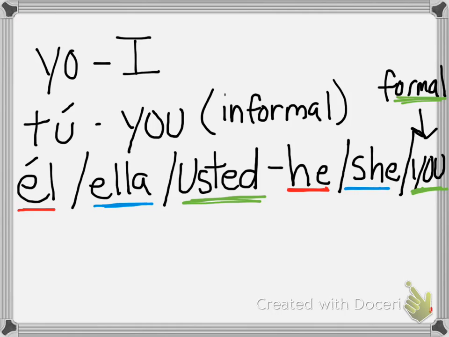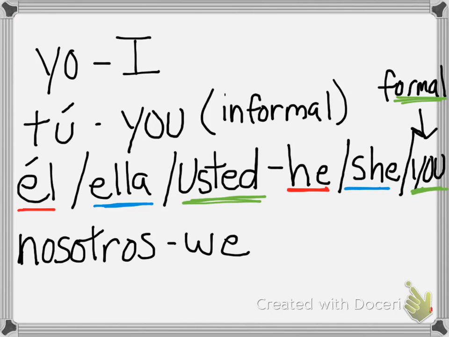We have an informal word, tú, like if you were saying you have a car to your friends, you would say tú tienes un carro. But if you were saying you have a car to Mr. Worley, the principal of the school, or just to an elder in your life that you show extra respect to, you would use the word usted. So if you said you have a car to one of them, you would say usted tiene un carro.